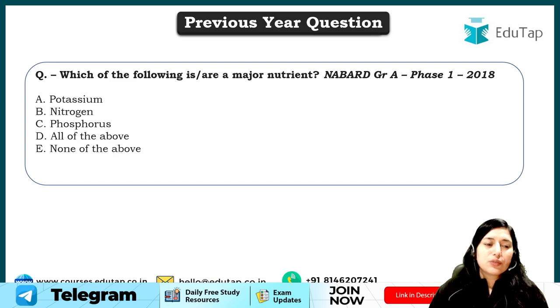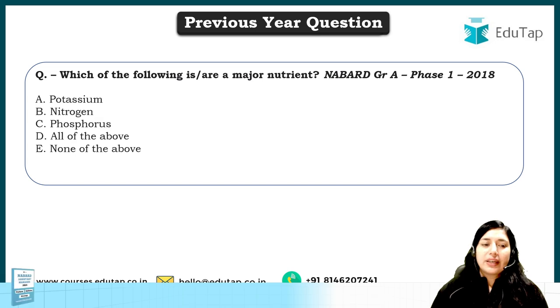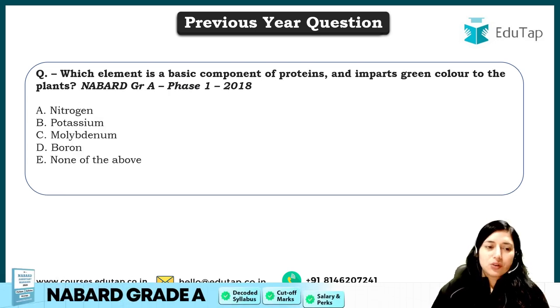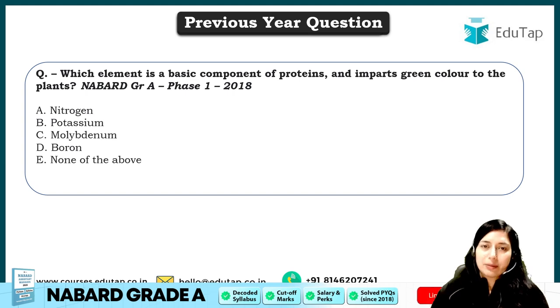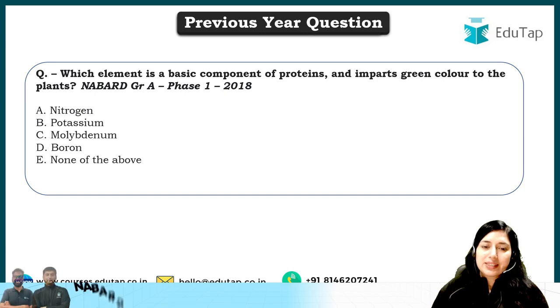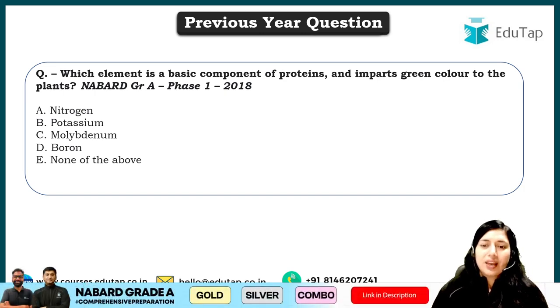So the first question is, which of the following is a major nutrient? This question was asked in the NABARD Grade A Phase 1 2018 examination. Okay, in 2018 this was asked. The next question is again from the Phase 1 2018 NABARD Grade A exam. The question was, which element is a basic component of proteins and imparts green color to the plants?